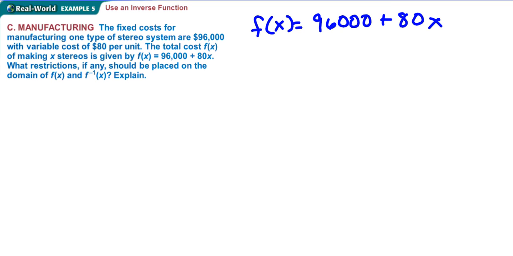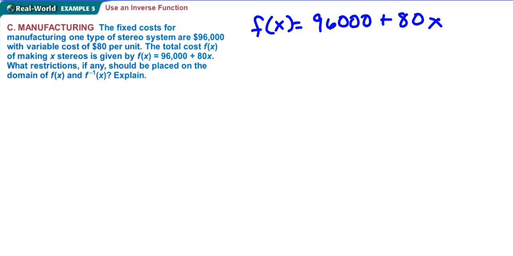So what kind of restriction based on this problem should I have for x? What does x stand for again now in the original? Number of stereos. So is it appropriate to use -6? No. Is it even appropriate to use 0? Are you manufacturing anything if it's 0? No, so I would say non-negative, right? I want it to be non-negative. So any other restrictions? What does x stand for?